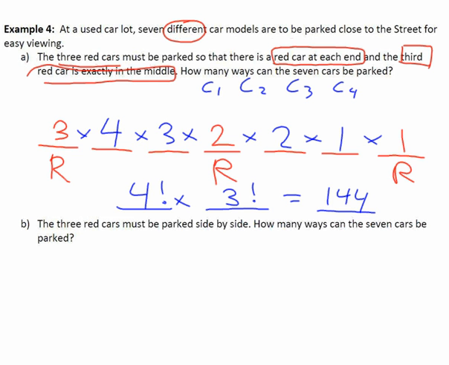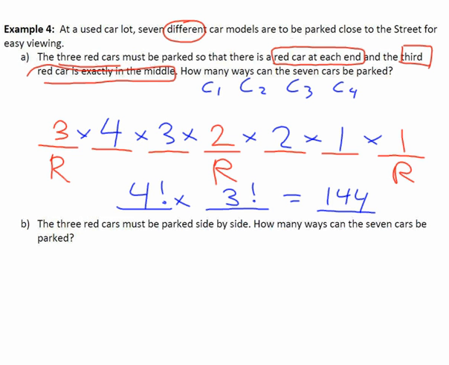Now that A part, not too bad. But somehow we have to muster up the courage to do part B. Somehow. In part B, yeah, look at this. This is strange. In part B, the 3 red cars have to be right beside each other. Now, why the car lot manager would want that, I don't know. But for some reason, he wants the 3 red ones right next to each other.